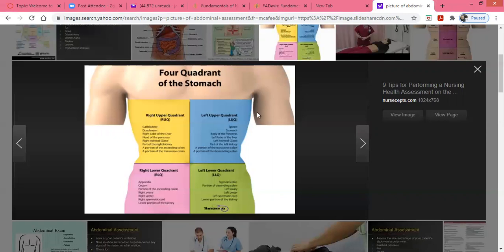The first thing I would do is inspect, where I'm looking around the abdomen. Part of inspection is looking for different abnormalities: skin tears, surgical wounds, tattoos. You're looking at the shape and the contour of the stomach. After you inspect, you will auscultate.